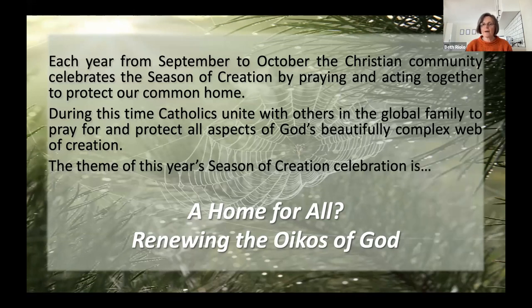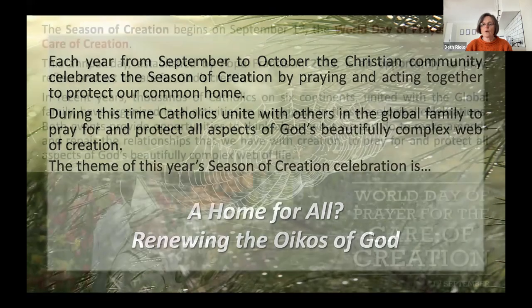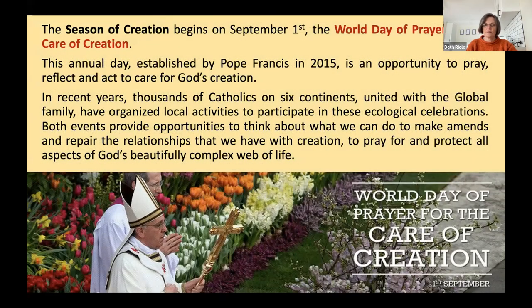Now, the season actually begins on September 1st, which is also the World Day of Prayer for the Care of Creation. This is an annual day that was established by Pope Francis in 2015 for Catholics, but it had been going on in ecumenical circles for a number of years prior to that. But it really got an impetus for Catholics in 2015 when Laudato Si was released.